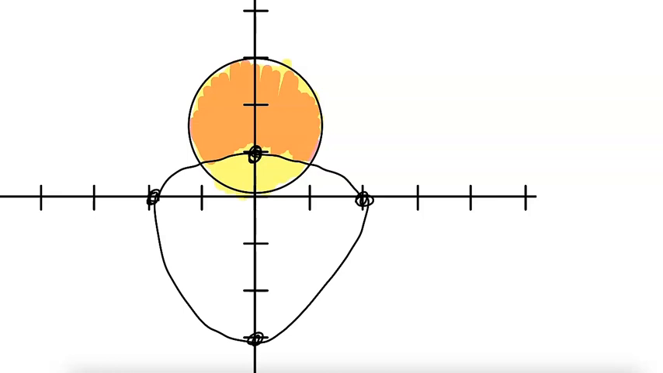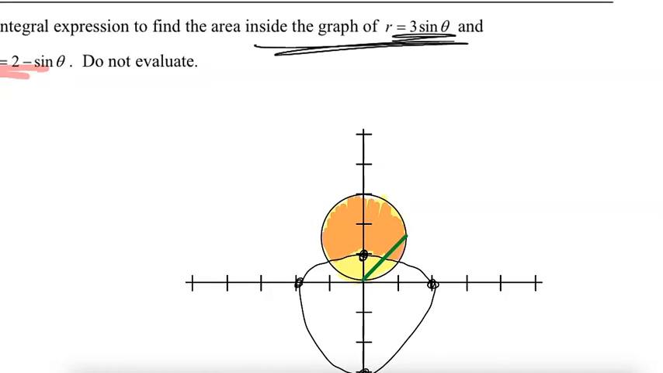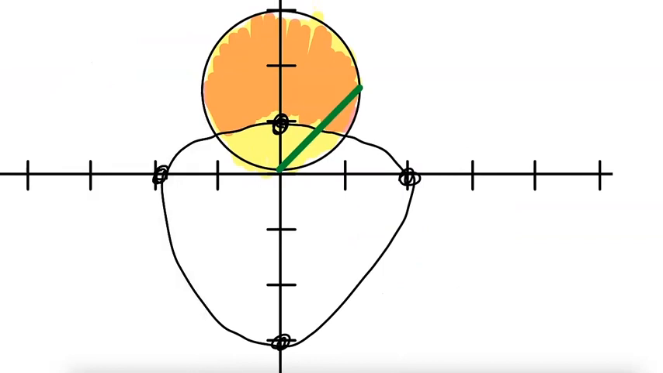And since my radial lines, in order to get my radius, go from the center outwards, what I can do is find the area of the entire circle, from this line to this line, that angle to that angle, and then I can take out the area of the inside, this 2 minus sine theta, because that will go from there to there. I need to take out those areas.